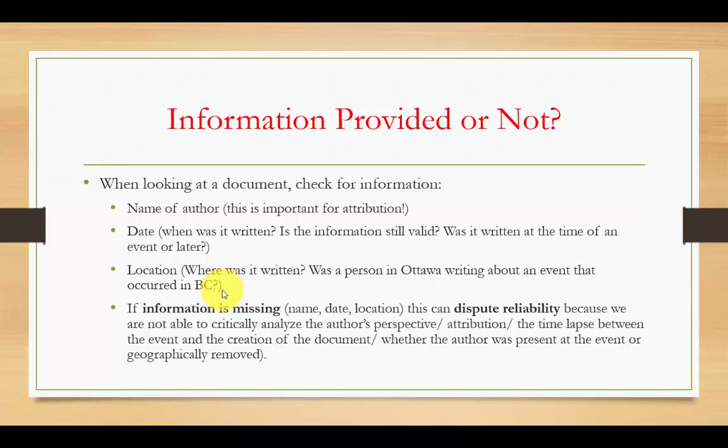If information is missing, the name, date, or location, this can dispute reliability because we're not able to critically analyze either attribution, the author's perspective, the time lapse between the event and the creation of the document, or whether the author was present at the event, or whether they were geographically removed.